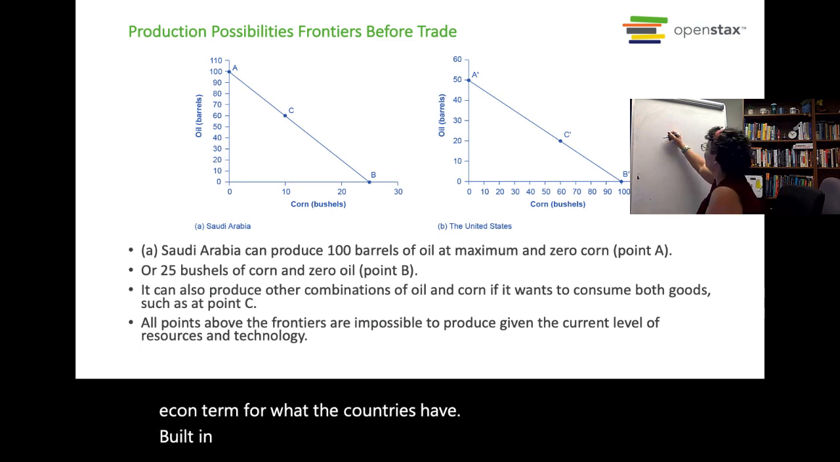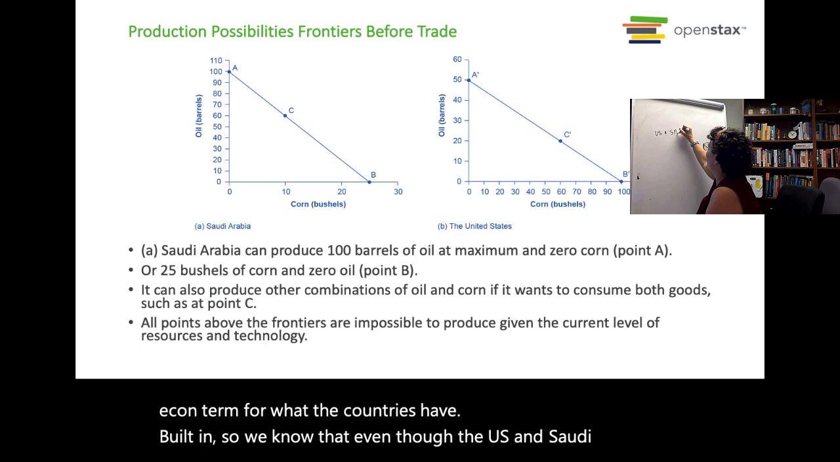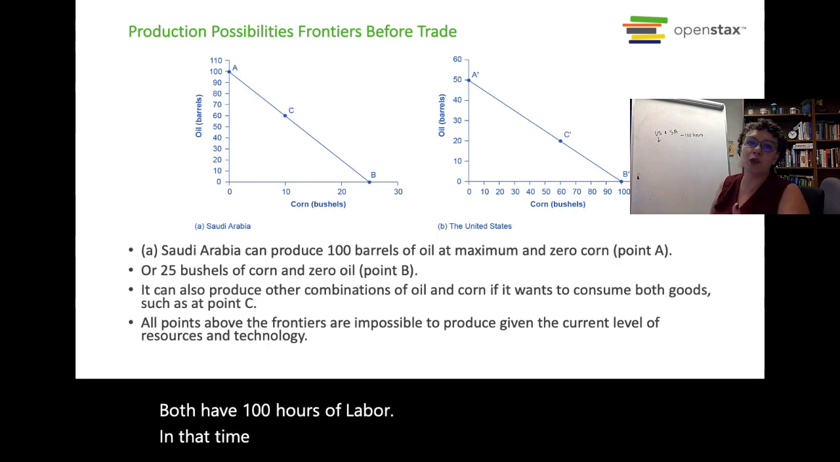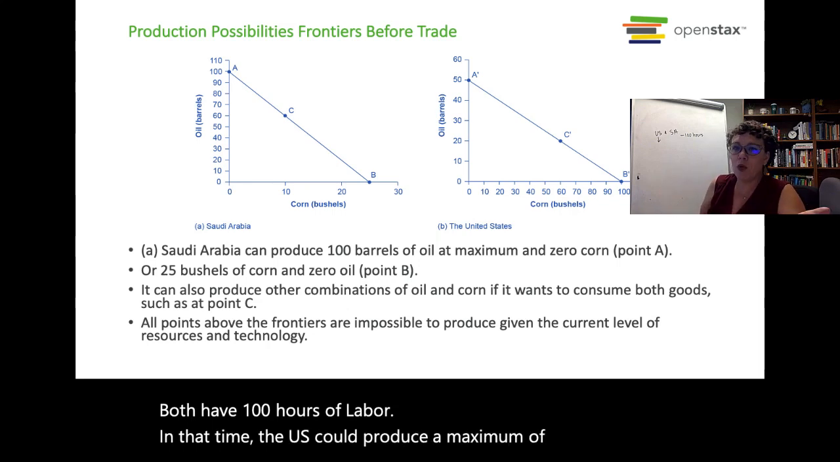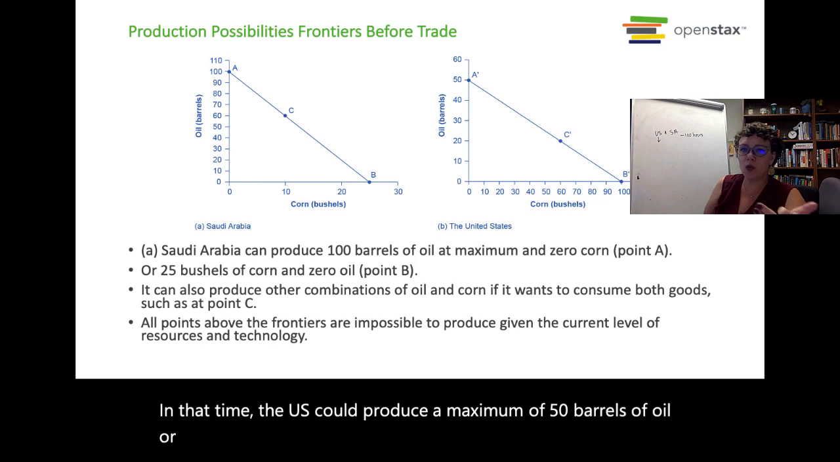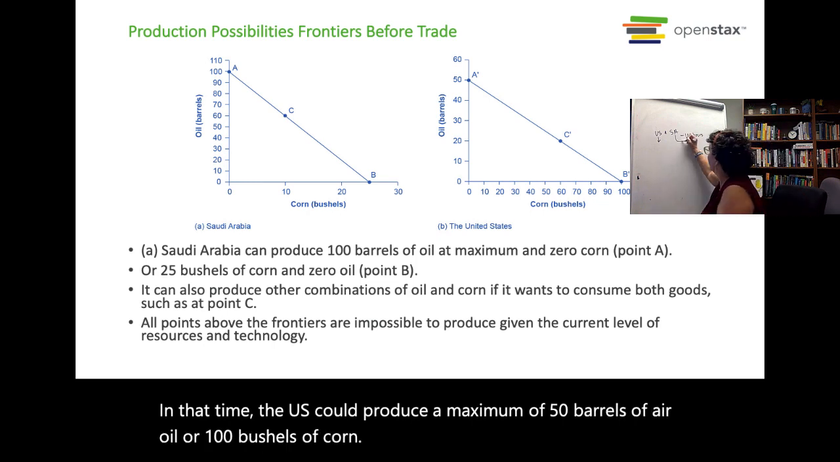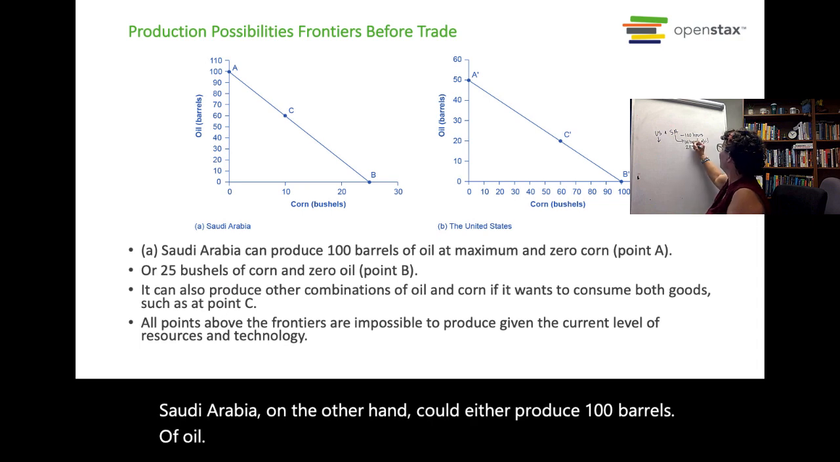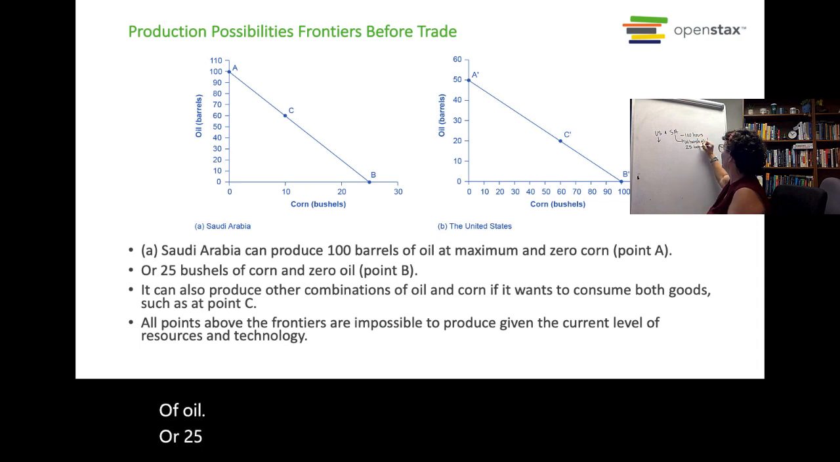So we know that even though the US and Saudi Arabia both have 100 hours of labor, in that time, the US could produce a maximum of 50 barrels of oil or 100 bushels of corn. Saudi Arabia, on the other hand, could either produce 100 barrels of oil or 25 bushels of corn.